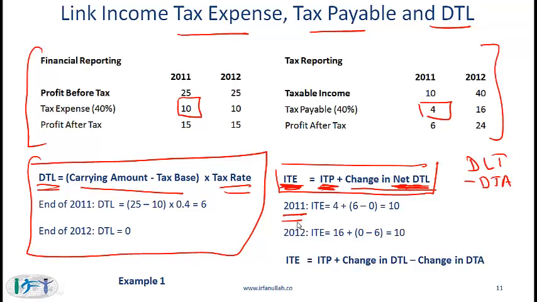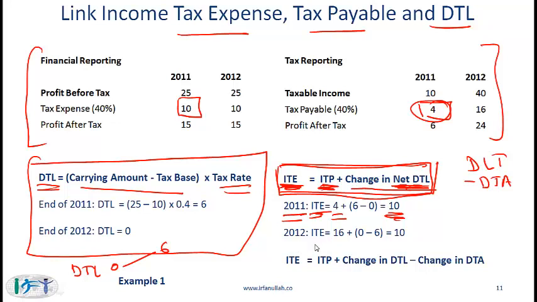In 2011, the income tax expense is equal to 4, which is the income tax payable, plus the change in net deferred tax liability. Notice on the previous slide, I told you that the deferred tax liability for 2011 went from 0 to 6. So what is the change? The change is the final value minus the beginning value, 6 minus 0. So essentially the income tax expense is 10, which is what you knew anyway, but I have done this to help you memorize the relationship shown over here.